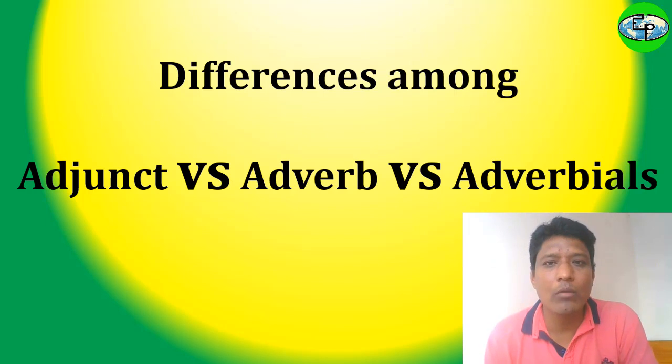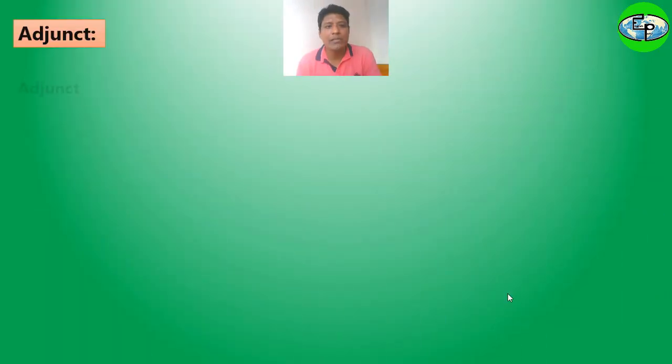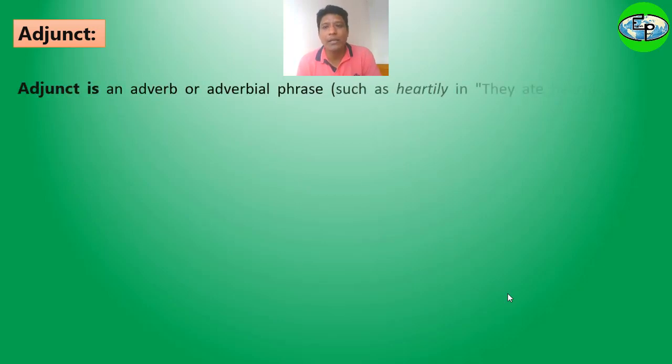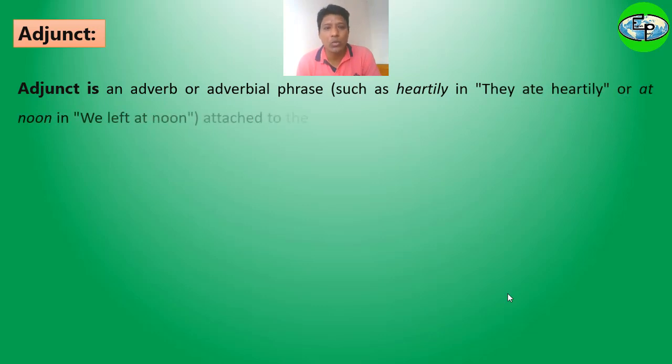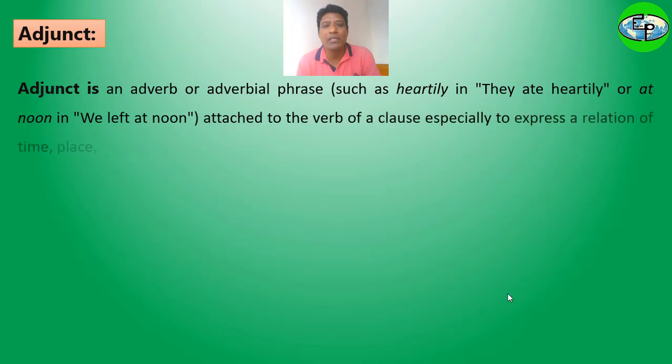Here is the topic we are going to deal with. Adjunct. An adjunct is an adverb or adverbial phrase, such as heartily in "they ate heartily" or at noon in "we left at noon", attached to the verb of a clause, especially to express a relation of time, place, frequency, degree or manner.